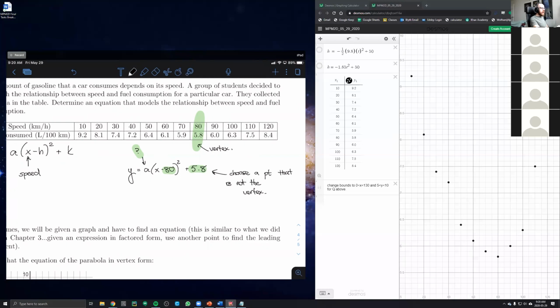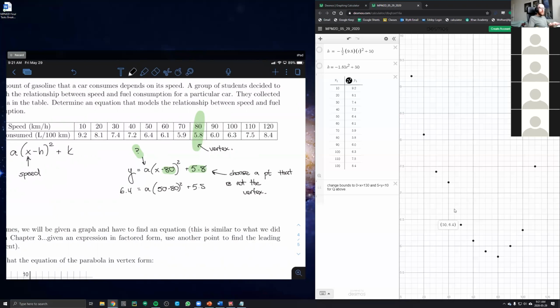Okay, so I'm going to pick an arbitrary point here. I'm going to choose (50, 6.4). We're going to plug that in, and we're going to see what our a value ends up being. So for y, I'm going to plug in 6.4 equals a. Don't know what a is. (50 minus 80) squared plus 5.8.